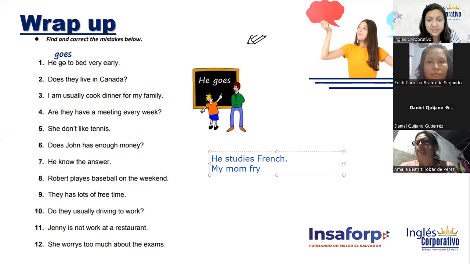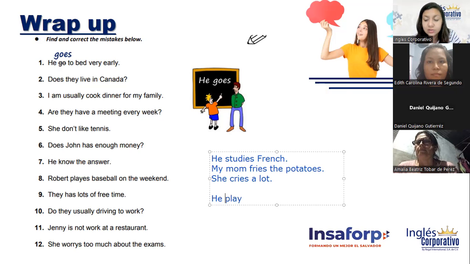Ahora otro. My mom fries. Quiero poner fries porque es tercera persona. Entonces, yo le quito la Y y le pongo I-E-S. My mom fries the potatoes or the chicken. Mi mamá fríe las papas. Okay. She cries. El verbo es cry, pero como es tercera persona, le tengo que poner S. La regla dice que cuando termine en Y, le quito la Y y le pongo I-E-S. Pero tiene que llevar consonante antes de la Y. En el caso de play, muy buena observación, como lleva una vocal antes, no le quito la Y. Solo le voy a agregar la S. Esa es una excepción, porque hay una vocal.